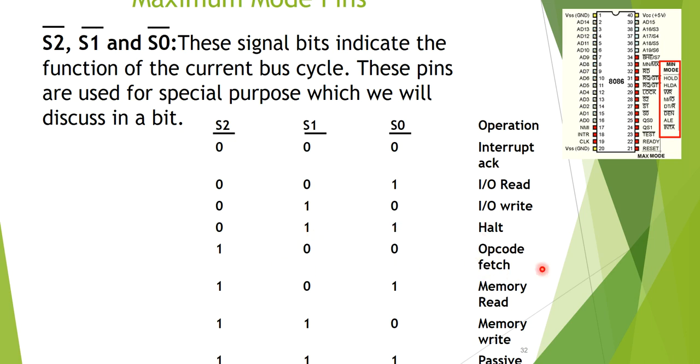100, the opcode fetch, that means the microprocessor will fetch the instruction from the code segment. 101, the microprocessor will read the data from the memory. 110, the microprocessor will write the data into the memory. 111, it is the passive state, that means in this state it does not perform any function. So according to this status signal, the control device will generate the control signals accordingly.